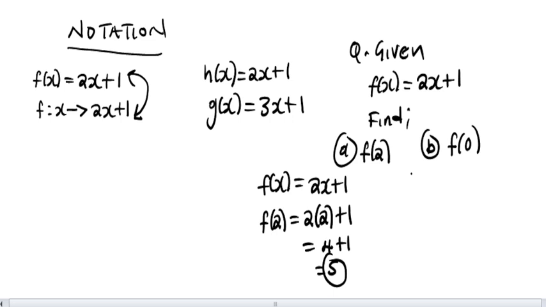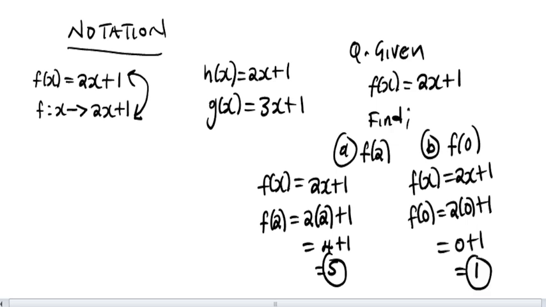Now in the second one, we maintain the same equation, which is equal to 2x plus 1. Then now if we are to find f of 0, it means where there is x, we put 0. Then that becomes 2 times 0 is 0 plus 1, and 0 plus 1 is 1. So that is basically how we can go about such questions. They are very easy and they are very straightforward.